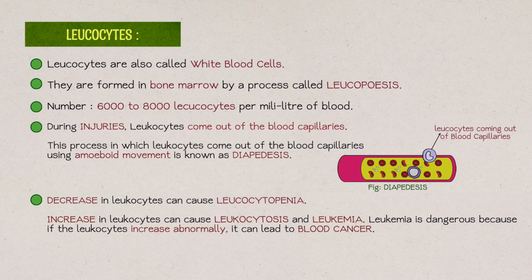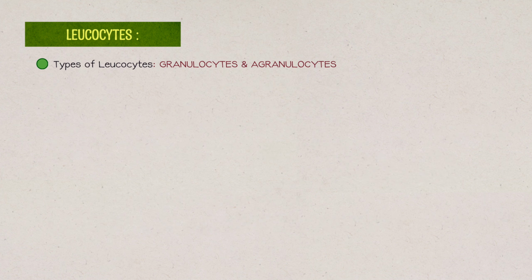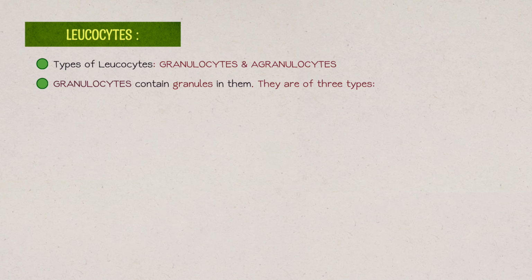A decrease in leukocytes can cause leukocytopenia, whereas an increase in leukocytes can cause leukocytosis and leukemia. Leukemia is dangerous because if the leukocytes increase abnormally, it can lead to blood cancer. Let's discuss the types of leukocytes. There are two types of leukocytes, granulocytes and agranulocytes. Granulocytes are a type of leukocyte that have granules in them.